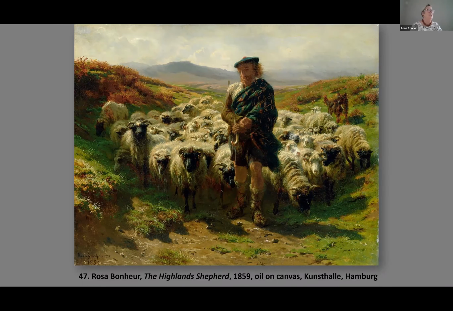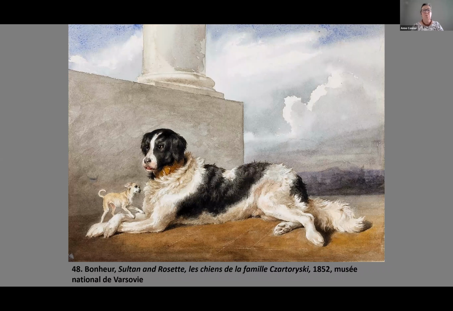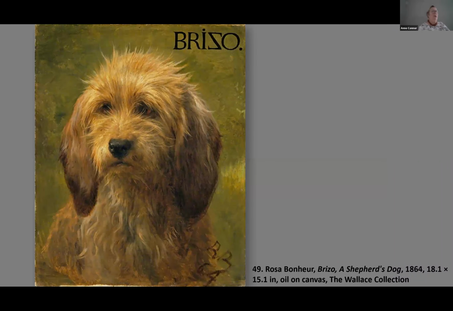But she also did animals just like this. This is a beautiful Sultan and Rosette, the dogs of the family Czartoryski. And see the tiny little dog. And then the other one, very noble and calm. And then this one, we have very little understanding of it, absolutely beautiful.